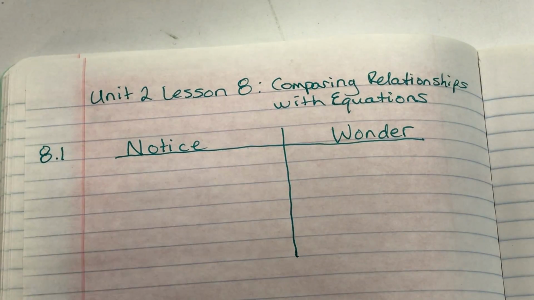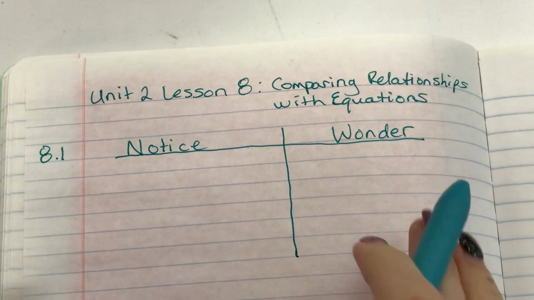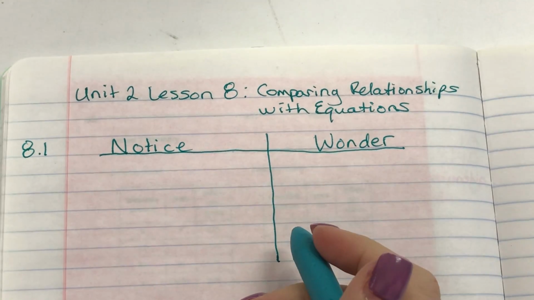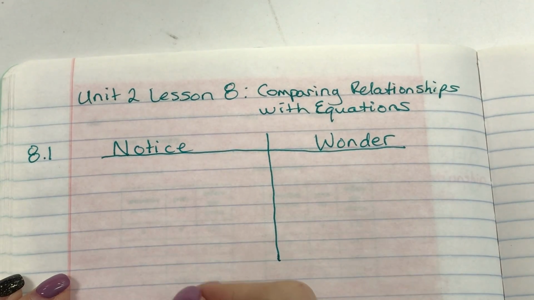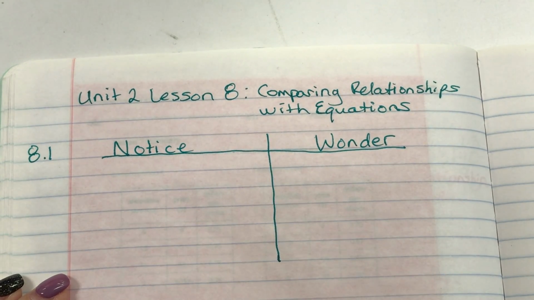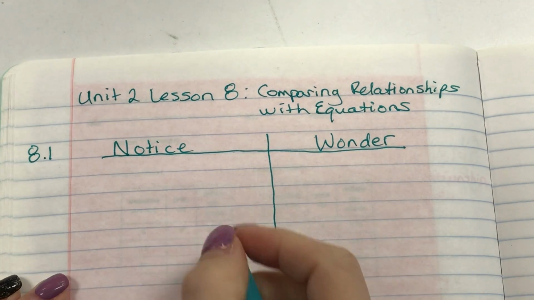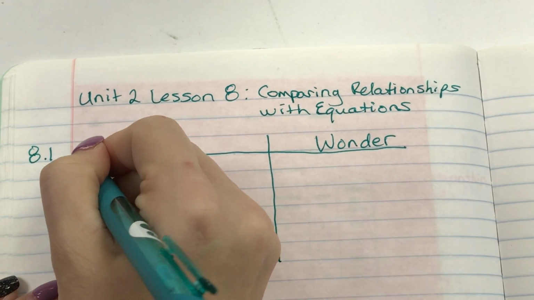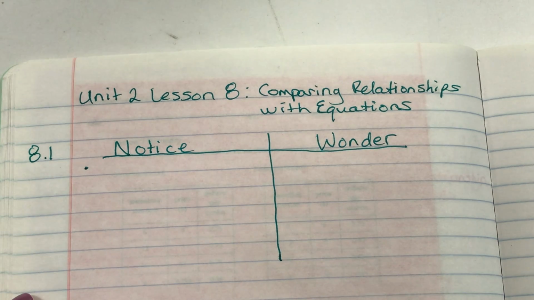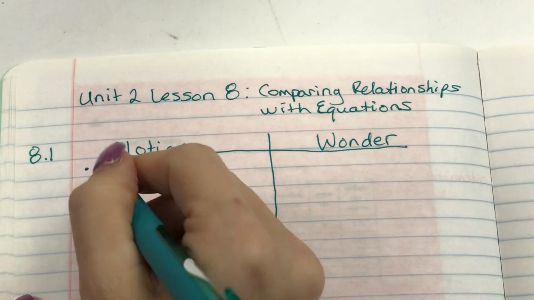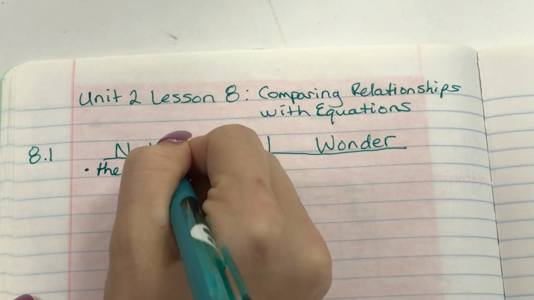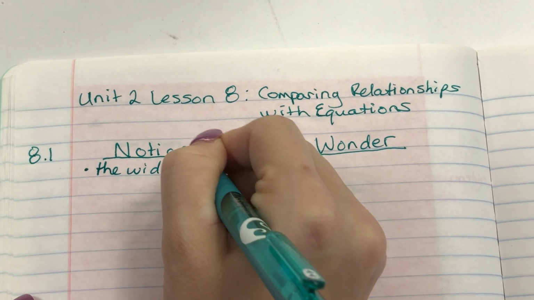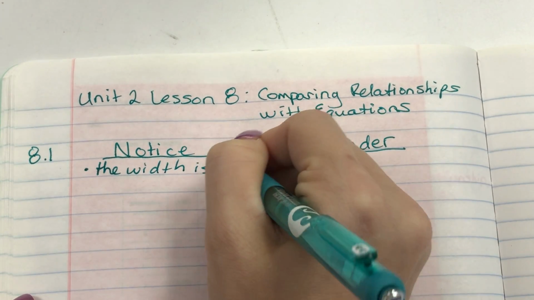All right, someone raise your hand. Give me a notice. Megan, what was something you noticed? The rectangles, like on the top layer, they're going by threes. Going by threes, okay? So not the height, the width, okay? So the width is increasing by 3.